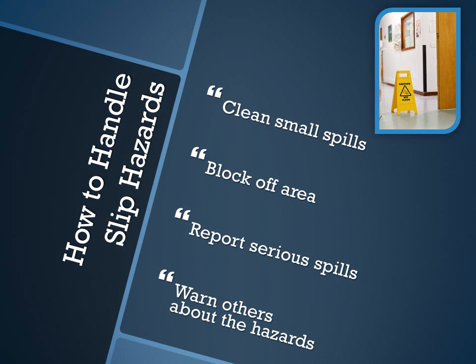Place an object such as a chair, trash can, or an orange cone on a larger spill or a slick spot. That alerts others to the hazard until maintenance can handle it. If you're not certain what the substance is, always let maintenance know about it right away. Don't attempt to clean up a chemical spill, for example, by yourself.